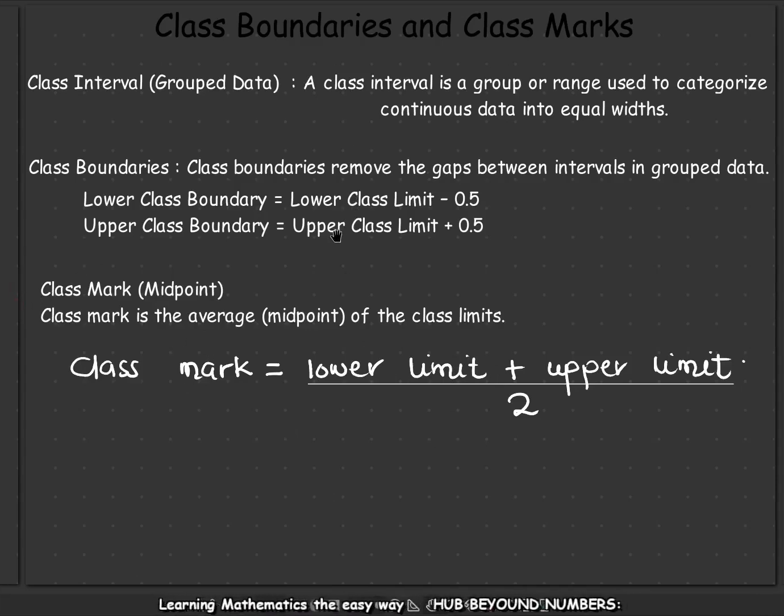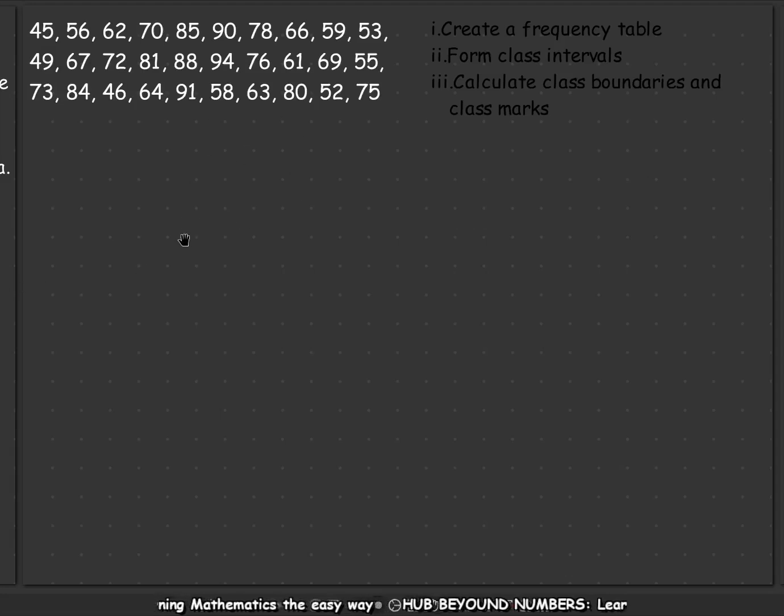So to apply all of this, let's quickly look at an example. We have this question here. These are sample data, right? We have to create a frequency table. Secondly, we have to form class intervals. And then we have to calculate the class boundaries and the class mark.